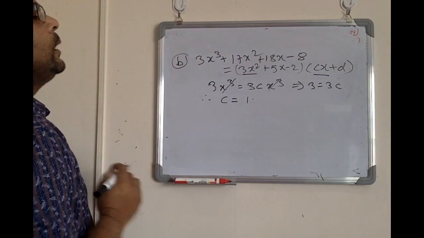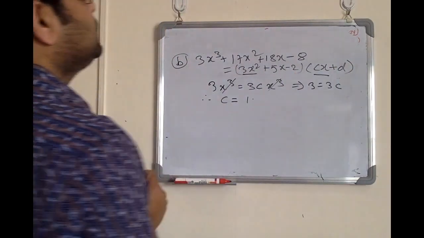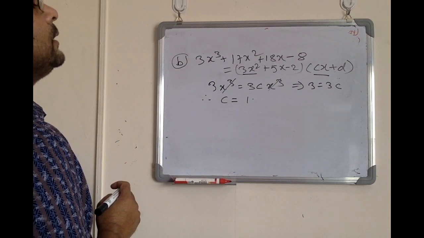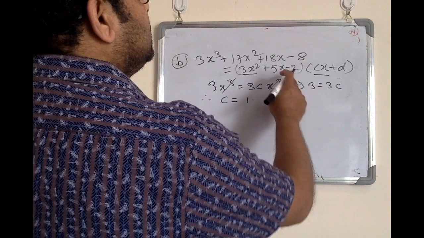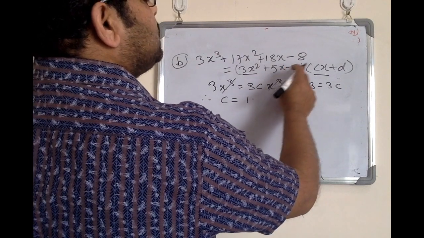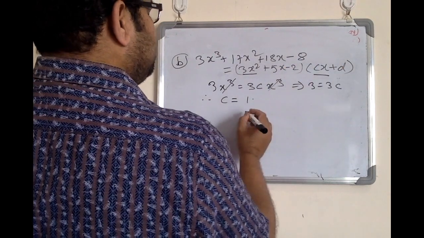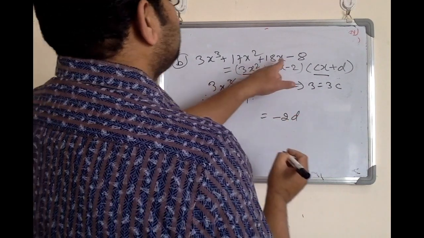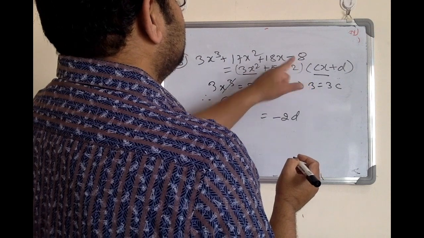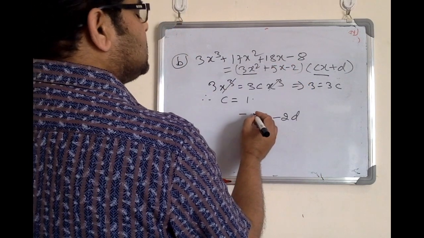Now, what about the value of d? For d you can compare with the constant term. I think there will be only one constant term. So for example, if you multiply -2 and d on the right side, it's going to be -2d. This equals, on the left, you can see there is only one constant term here, so that is going to be -8.